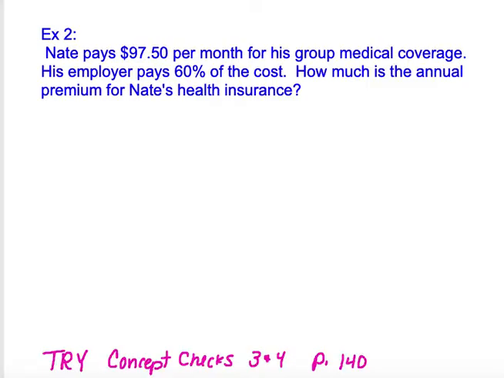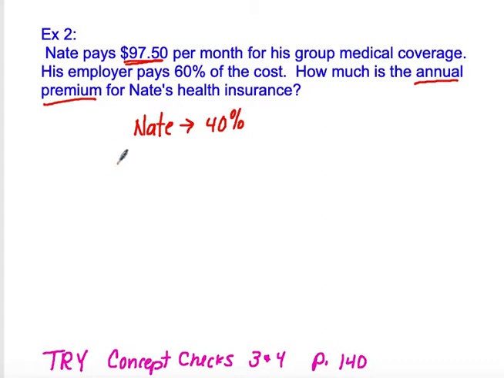Okay, so let's look at this problem. Nate pays $97.50 per month for his group medical insurance. His employer pays 60% of the cost. So that means that Nate is going to pay 40%. That's what his contribution is going to be. So we actually know what is being deducted, and what we're trying to look for is what his annual premium is. So this problem's a little backwards. We know what the answer is and we're trying to find the annual premium.